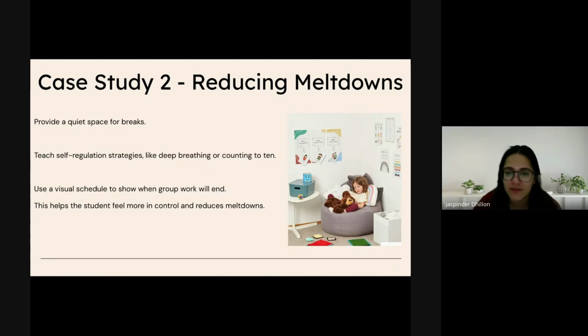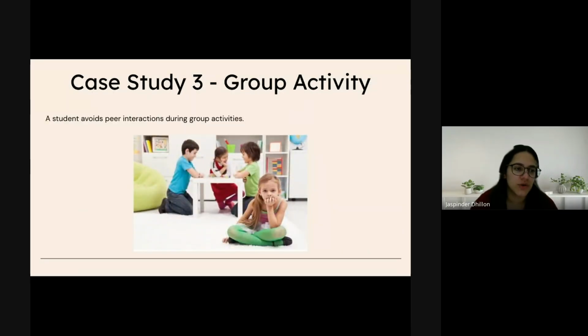Okay. The last case study will be for group activity. A student is avoiding their peers and interactions during group activities and not participating. What could we do?